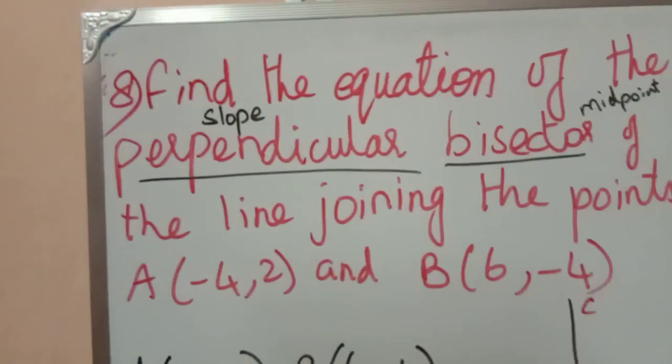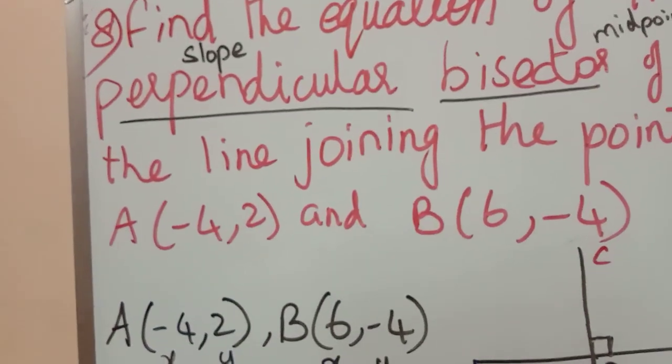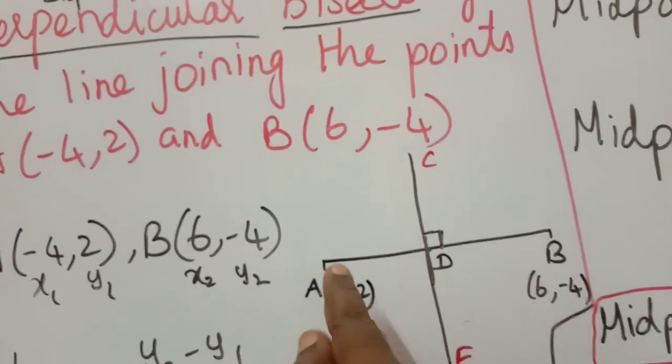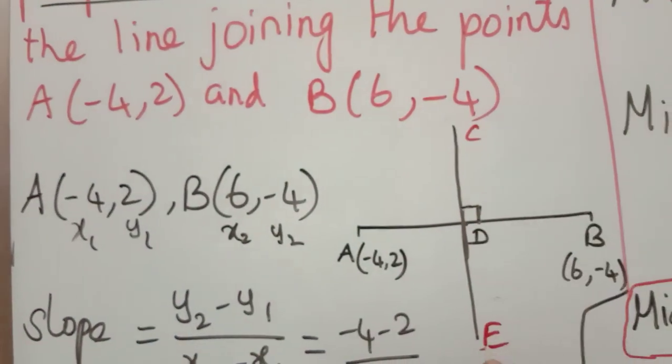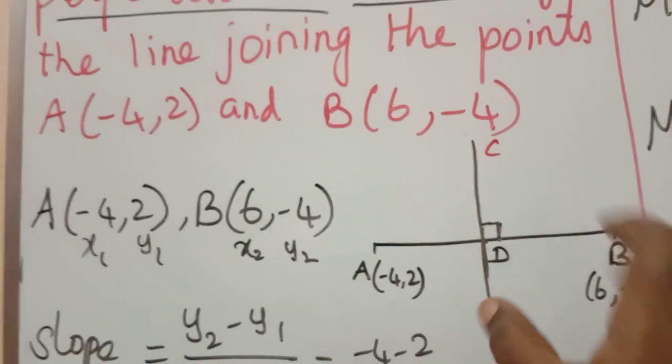Next, question number 8. Find the equation of the perpendicular bisector of the line joining the points A and B. So this is a line joining the points A and B. We want to find the equation of the perpendicular bisector of AB. Let us consider CE as the perpendicular bisector of AB.